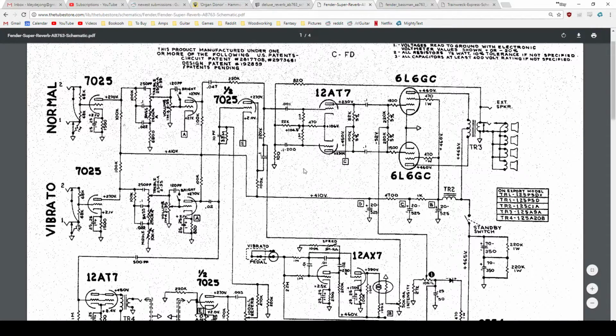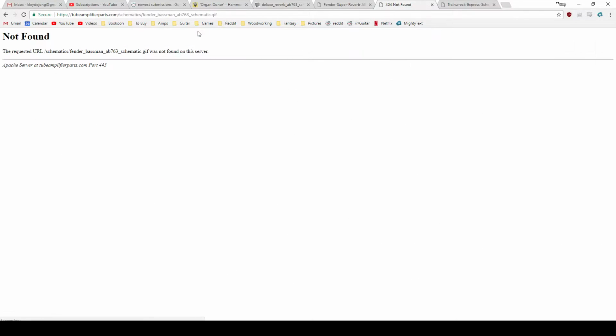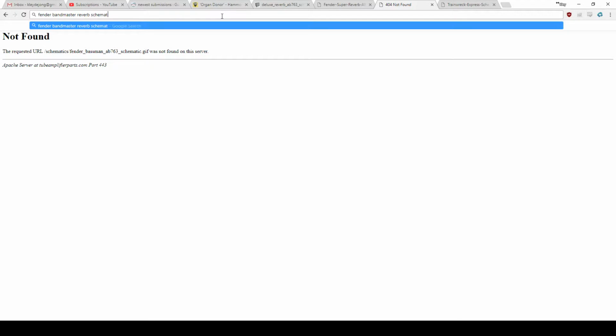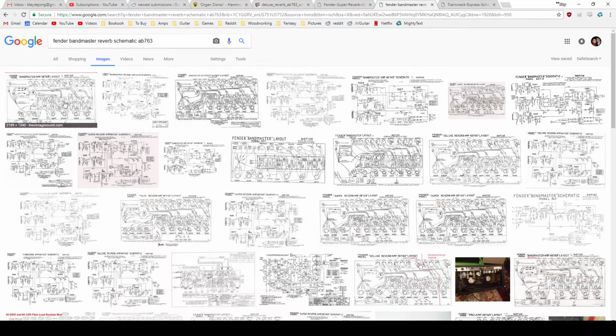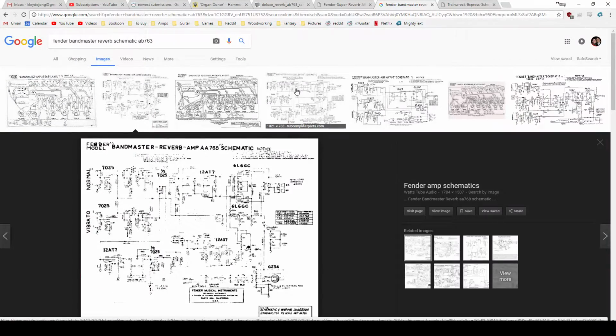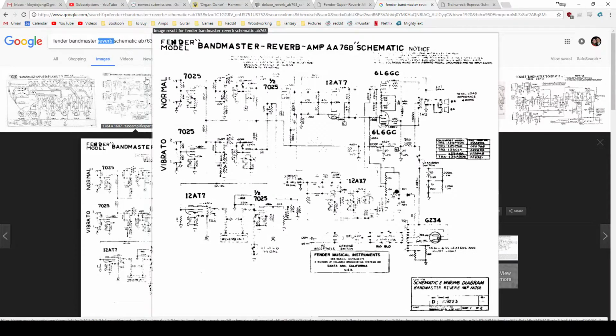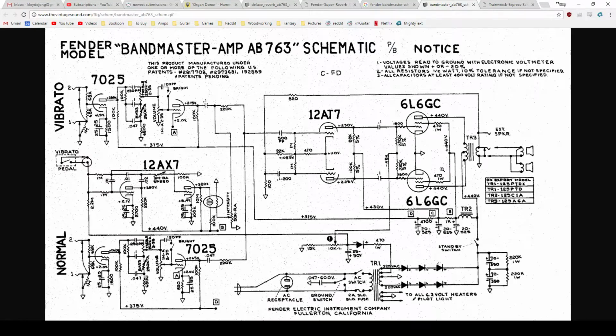So let's talk a little bit about what that looks like. Actually, this isn't what I want. I want the AB763. The closest thing to the amp that I am looking at is the AB763 Fender Bandmaster, not the reverb, probably just the Bandmaster AB763. Here we go. This is exactly what I want right here. So a Blackface Bandmaster is probably going to be closest to what I want to do.